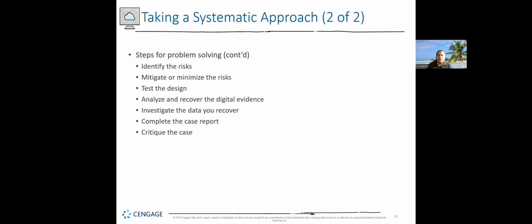Analyze and recover the digital evidence. You have to analyze everything you get. It could be a cookie that leads you to a different website, or a small fraction of a thumbnail that's kept in cache or temporary files. Investigate the data you recover, dig into it more. Where was this used? When was this accessed? Where did they go? What does it do? Et cetera. Complete the case report and then critique the case. What could I have done better? What worked? What didn't work? That's what that's referring to.